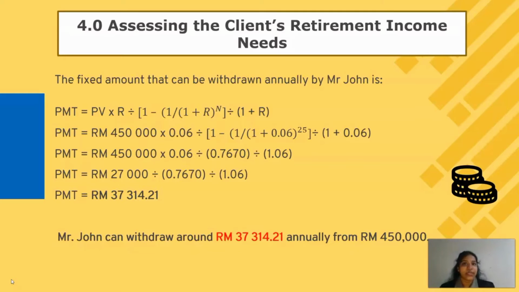According to the assumption, since Mr. John's annual income is 85,930, Mr. John will obtain 450,000 for his retirement at the age of 55. Based on the calculation, Mr. John can withdraw a fixed amount of 37,340.21 annually from his total retirement fund. Using his annual fixed amount, Mr. John can fulfill his income needs by maintaining his standard of living.